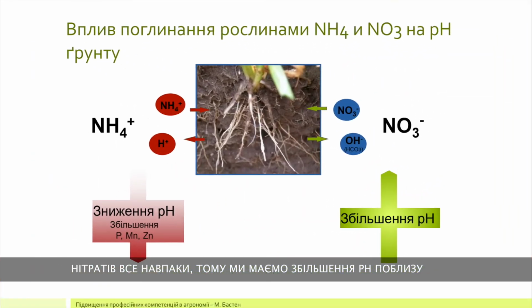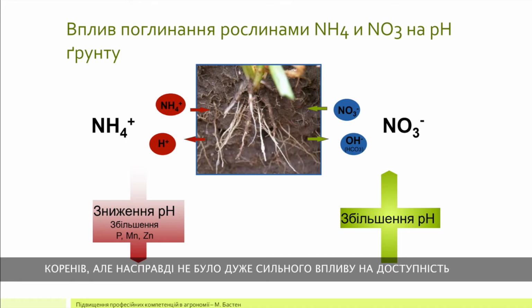In particular, for this kind of effect, we can see a better supply of phosphorus, manganese, and zinc. With the nitrate form it is the opposite. So we have a pH increase in the vicinity of the roots, but there's no really very strong effect on availability of nutrients. So of course, those which increase with a pH decrease can be expected to be of shorter supply if the pH increases in the rhizosphere.